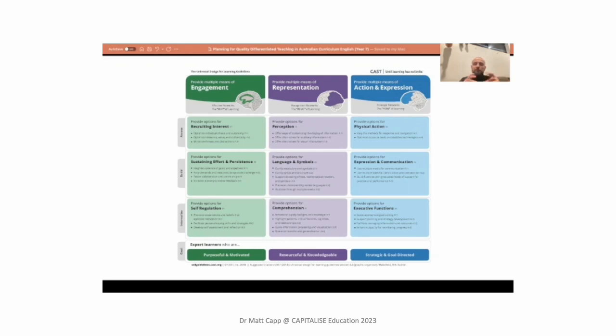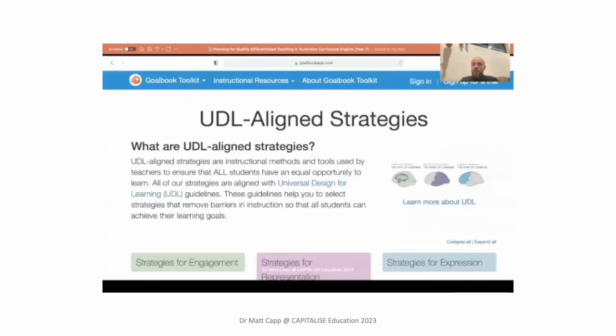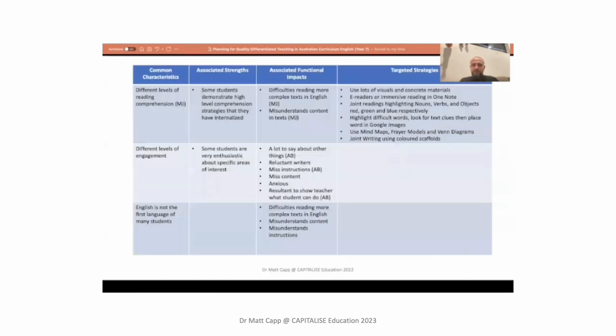If you're like many teachers who find this a bit cumbersome, there's a great website called the UDL Goal Book Act that gives you thousands of strategies that are tied to the UDL framework. You could look through some of those strategies, and there's probably a lot of strategies that you've tried before, and take those and connect them to your students' strengths and functional impacts. So let's look at how we do that now.